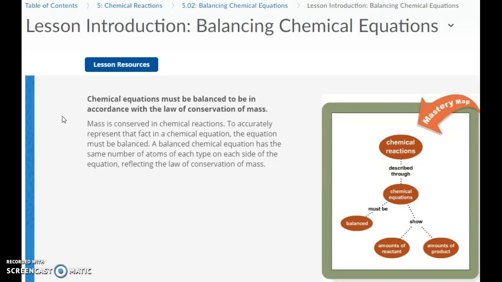In other words, we numerically need to show that we have the same amount of each type of atom as a reactant and as a product. A balanced chemical equation has the same number of atoms of each type on each side of the equation, reflecting the law of conservation of mass. So, chemical reactions are described through chemical equations, which must be balanced. They show the amount of the reactants and the amount of the product.